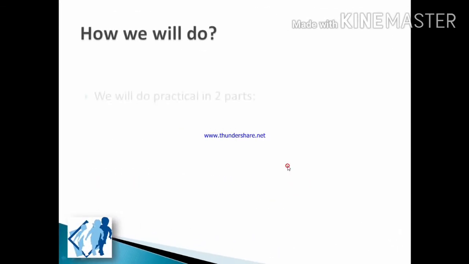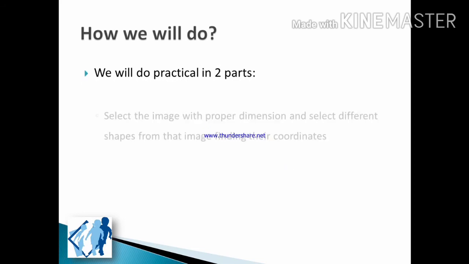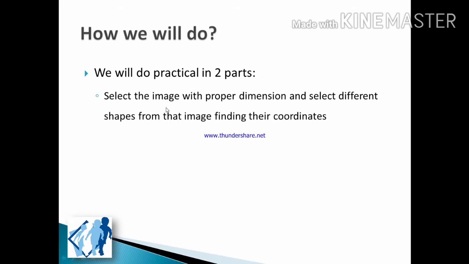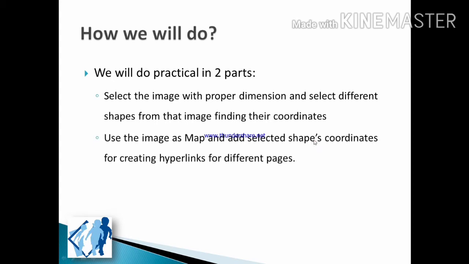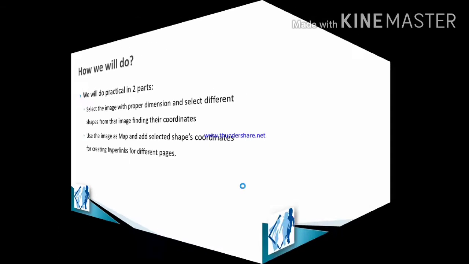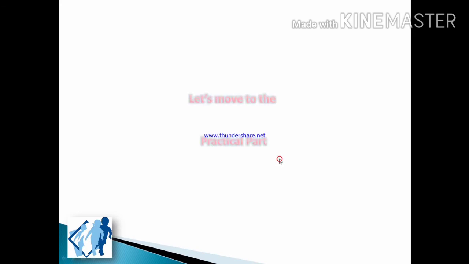How will we do it? We will do the practical in two parts. In the first part we will select the image with the proper dimension and select different shapes from that image, finding their coordinates. And in the second part we will use the same image as a map and the selected shapes' coordinates for creating hyperlinks for different pages. Okay, let's move to the practical part.